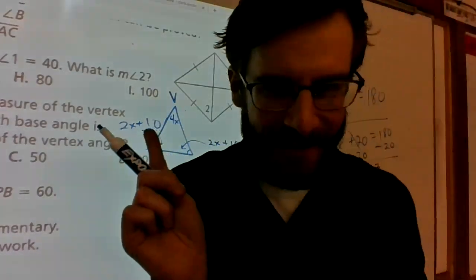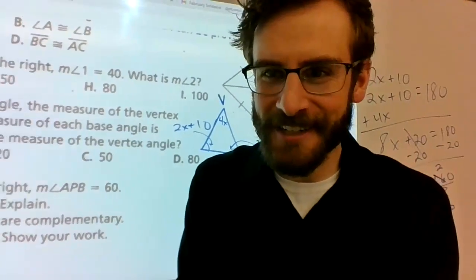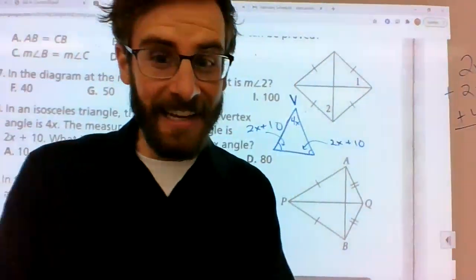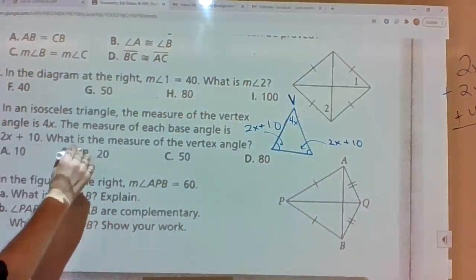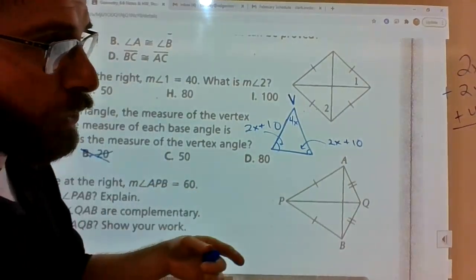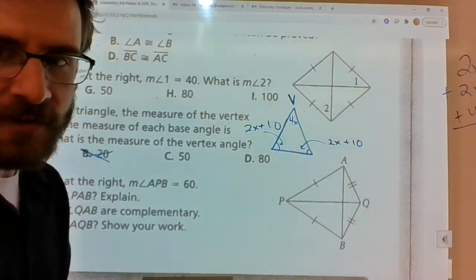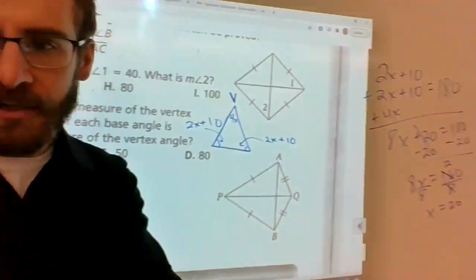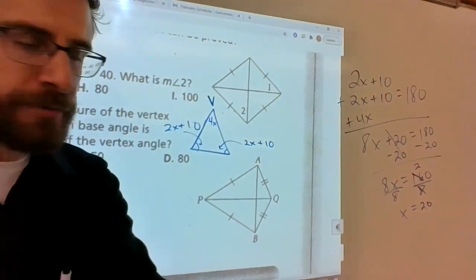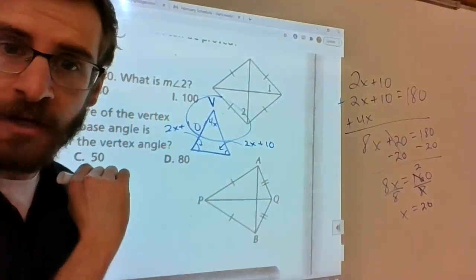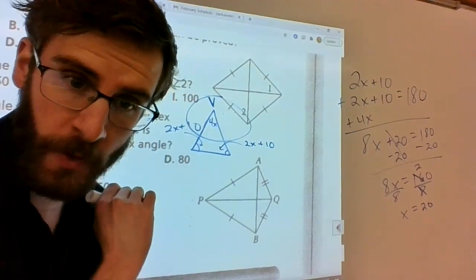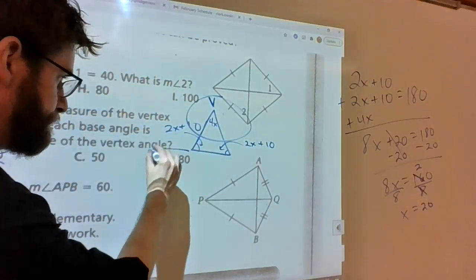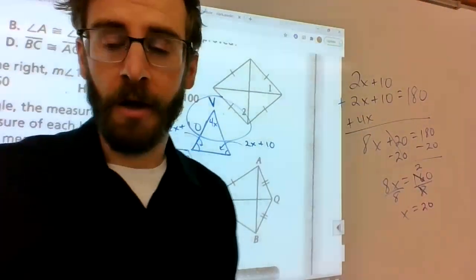All right, now they tricked us. Oh boy. They got the answer 20. But that's not the vertex angle. That's the value of x. You now need to take your x equals 20 and plug it into the expression for the vertex angle, 4x. What's 4 times 20? It's 80.